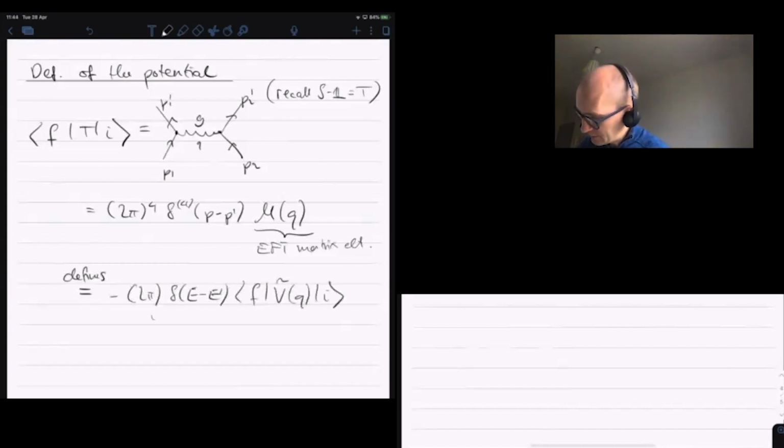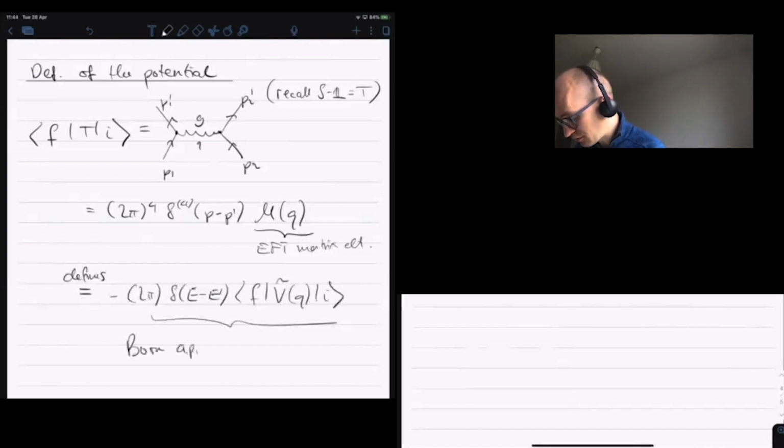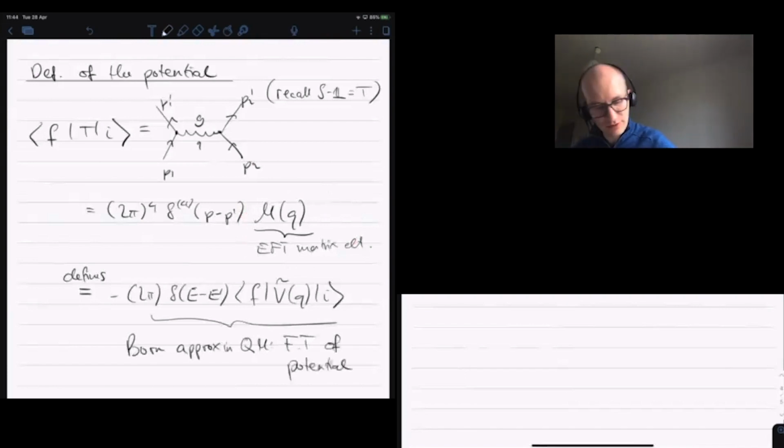And why is that? That's because if you calculate this in quantum mechanics, in the Born approximation, we know that this scattering process gives you the scattering amplitude, or this matrix element, which is precisely the Fourier transform of the potential, with respect to the momentum transfer.